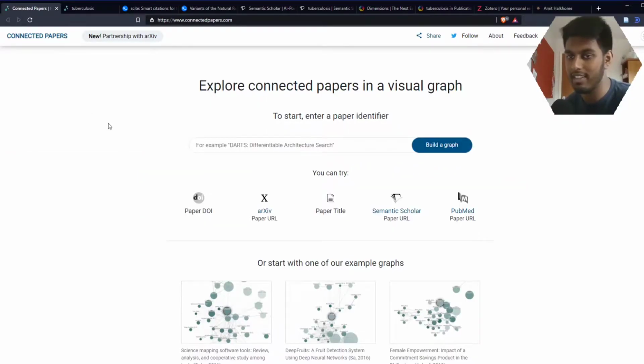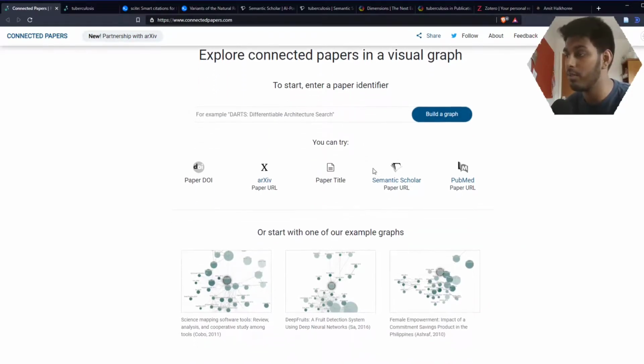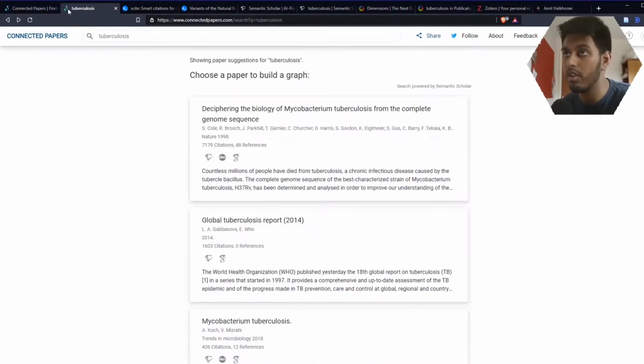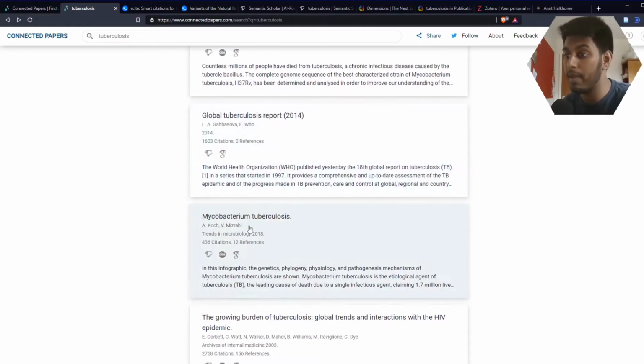Now I've spoken about Connected Papers before, but I think it is a really, really useful tool when you're looking for literature that is similar to what you've already found. And this can be really difficult when you're trying to do a literature review or writing an essay. So Connected Papers can really help you out there. So all you need to do is pop in a search term. So for this example and throughout, I'm going to use tuberculosis and pick a paper. So I'm going to choose this one.